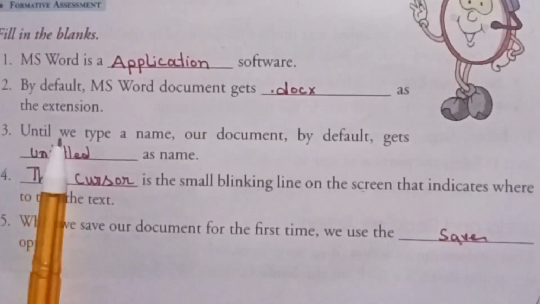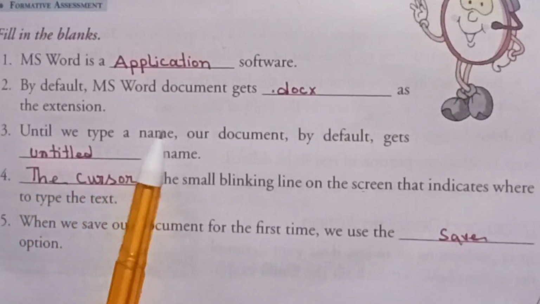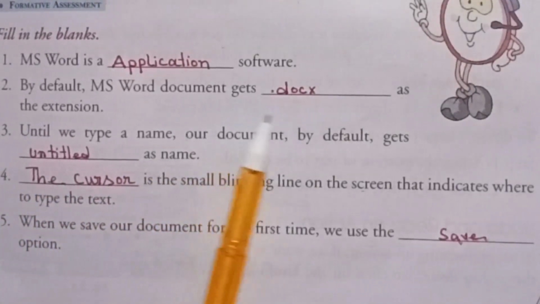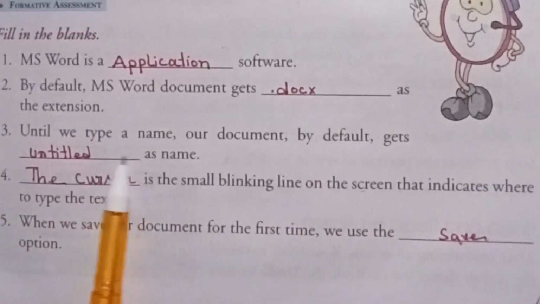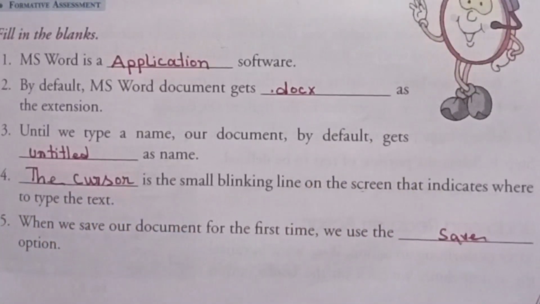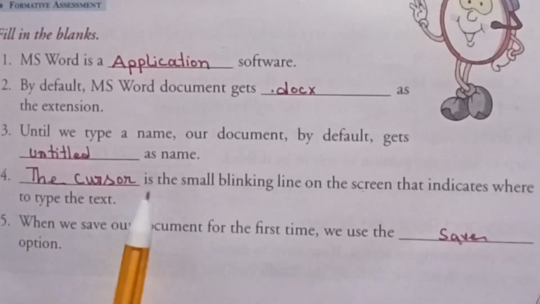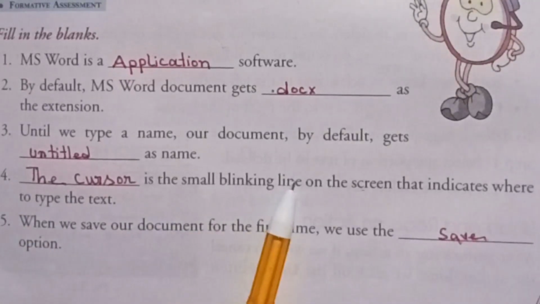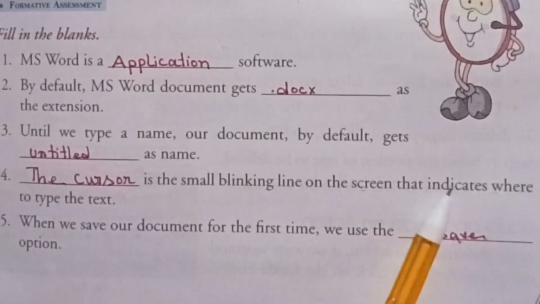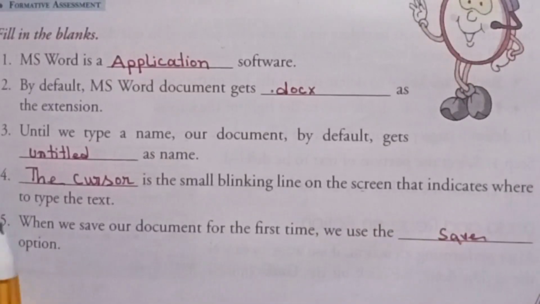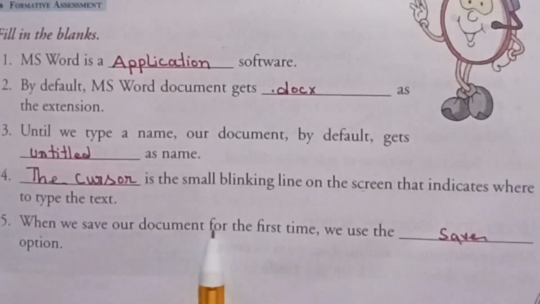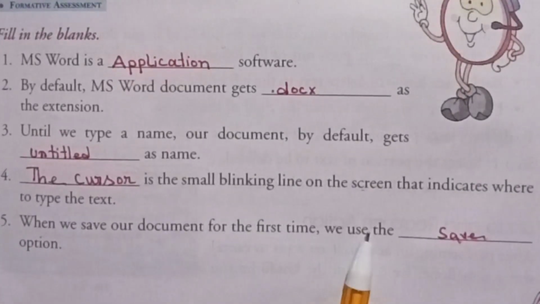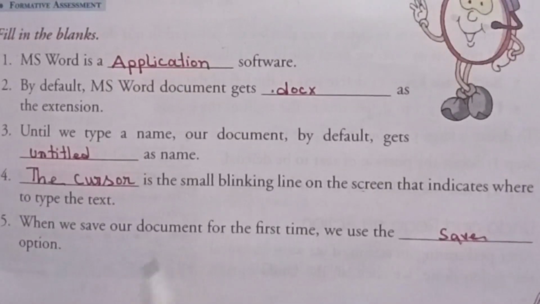3. Until we type or name our documents, by default it gets Untitled as the name. 4. The cursor is the small blinking line on the screen that indicates where to type the text. 5. When we save our documents for the first time, we use the Save As option.